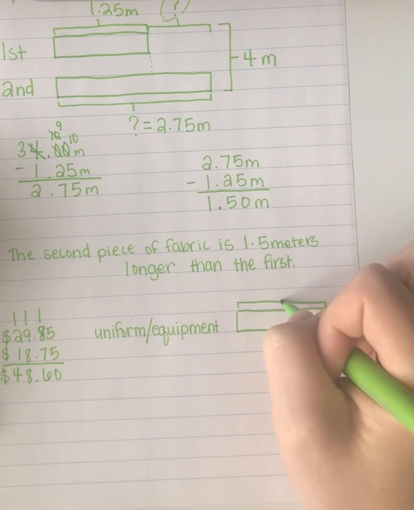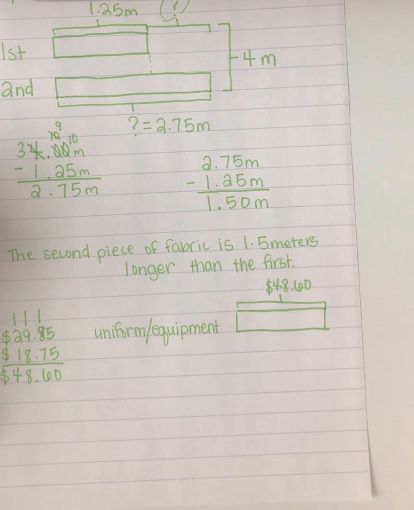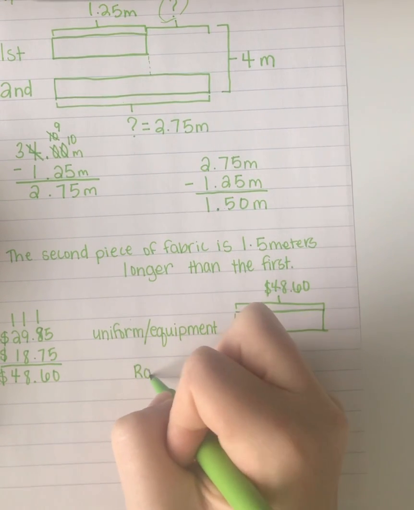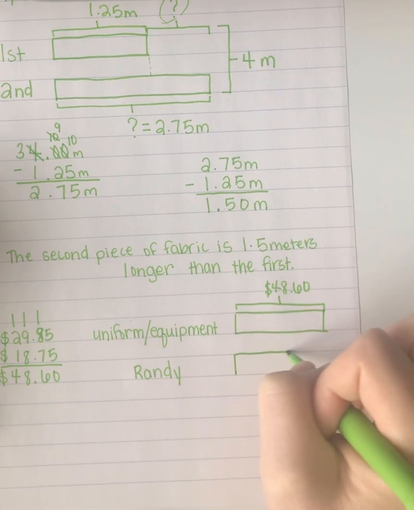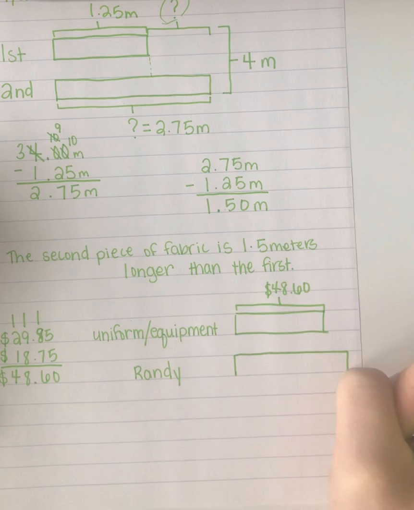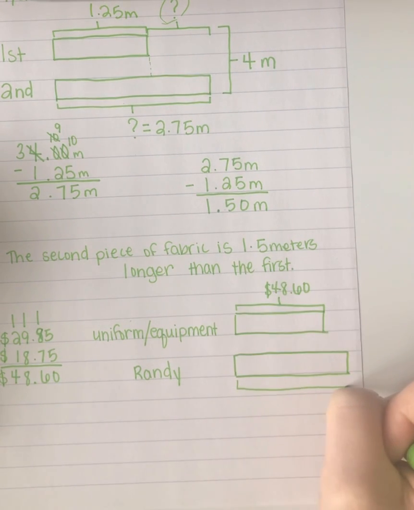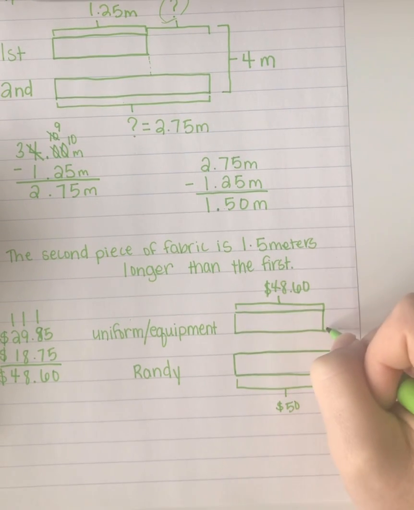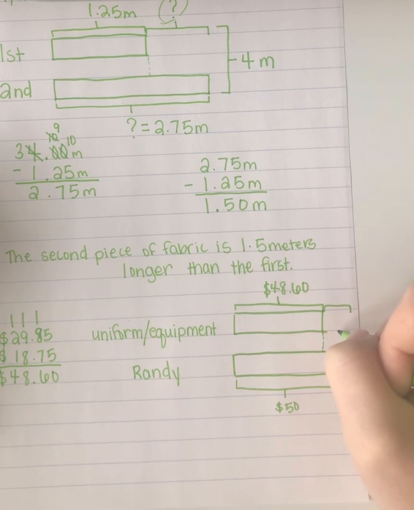This represents $48.60. Now, Randy spent that and only had $50, which is not much more than what he spent. So this is $50. What we need to find out, though, is how much Randy got back in change.